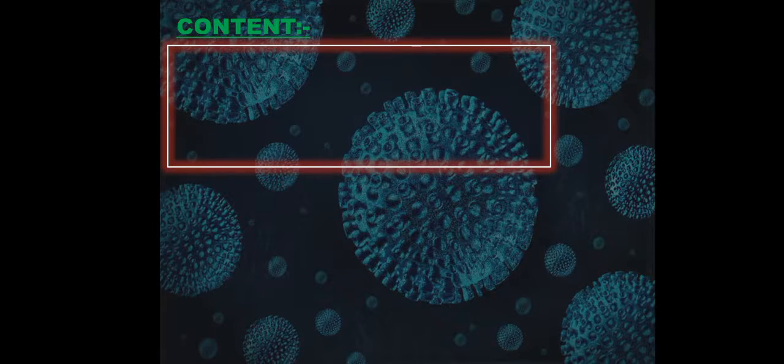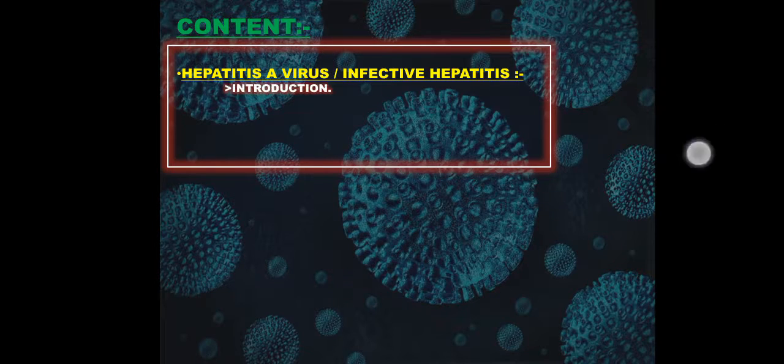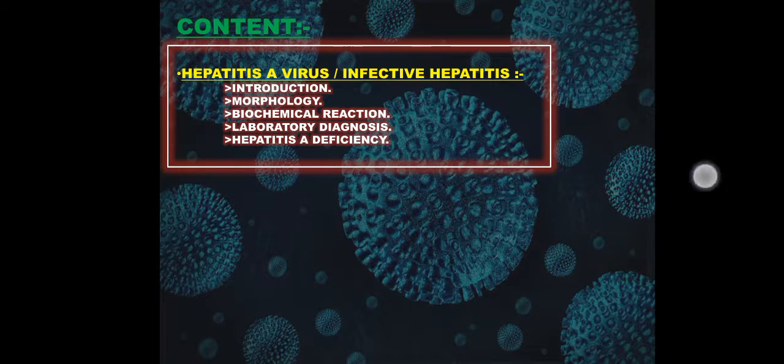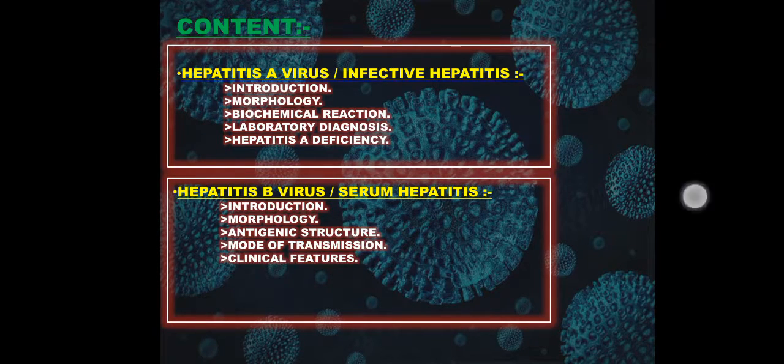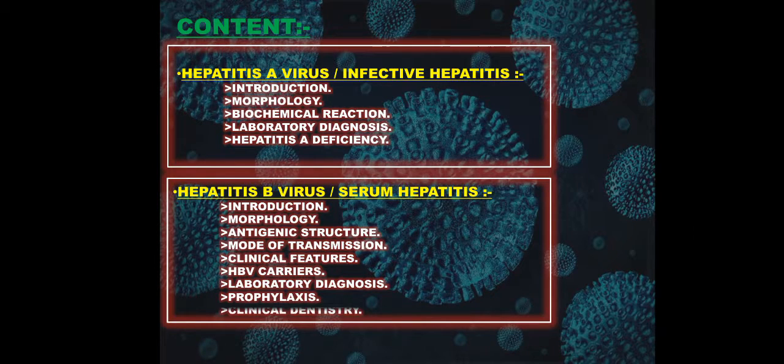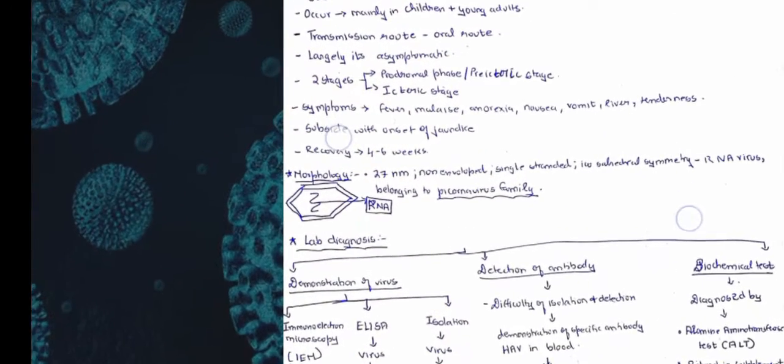The content includes, first, the hepatitis A virus, which is also known as infective hepatitis, and will include the introduction, morphology, biochemical reaction, the lab diagnosis, and hepatitis A in dentistry. And the hepatitis B virus, which is also known as serum hepatitis, will include the introduction, morphology, the antigenic structure, the mode of transmission, the clinical features, the HBV carriers, that is the hepatitis B carriers, the laboratory diagnosis, and the prophylaxis with the clinical dentistry aspects. So we go into detail with the hepatitis virus.